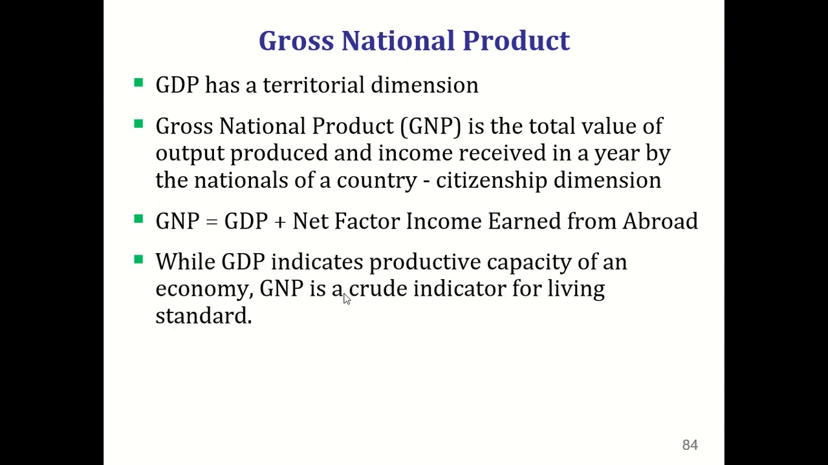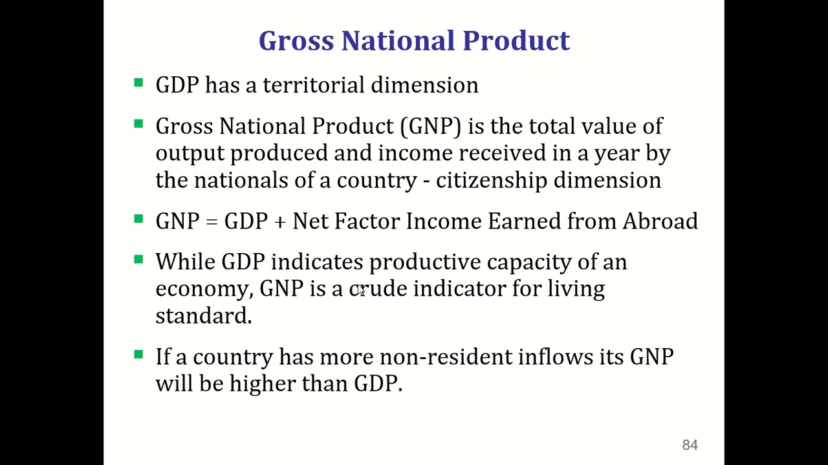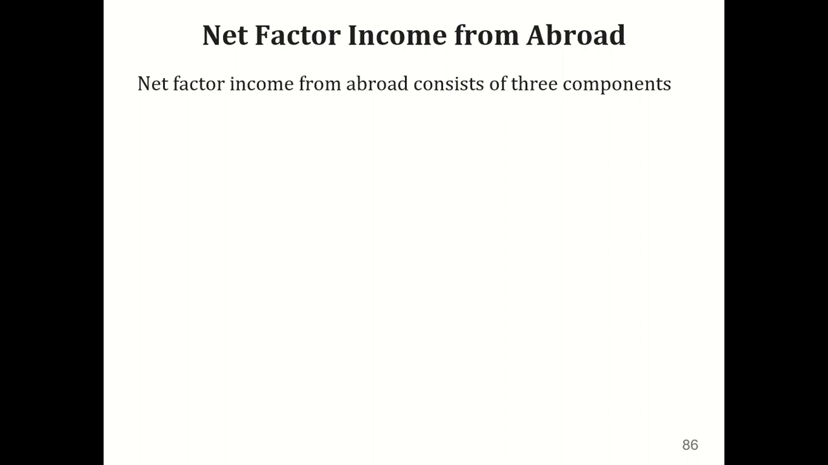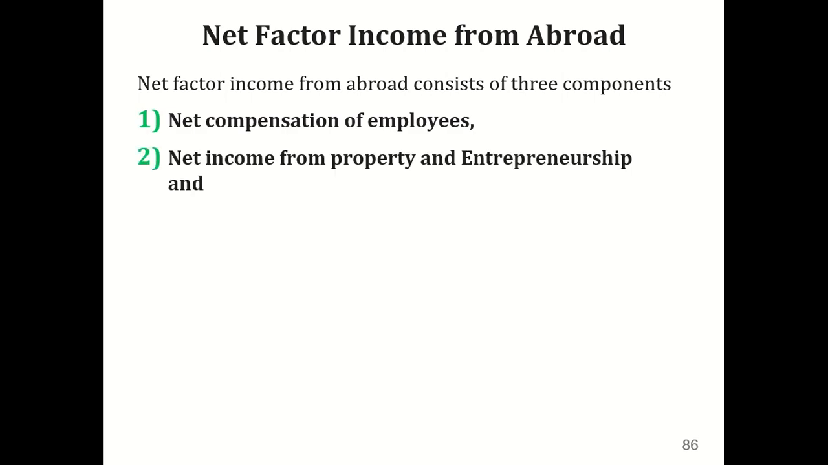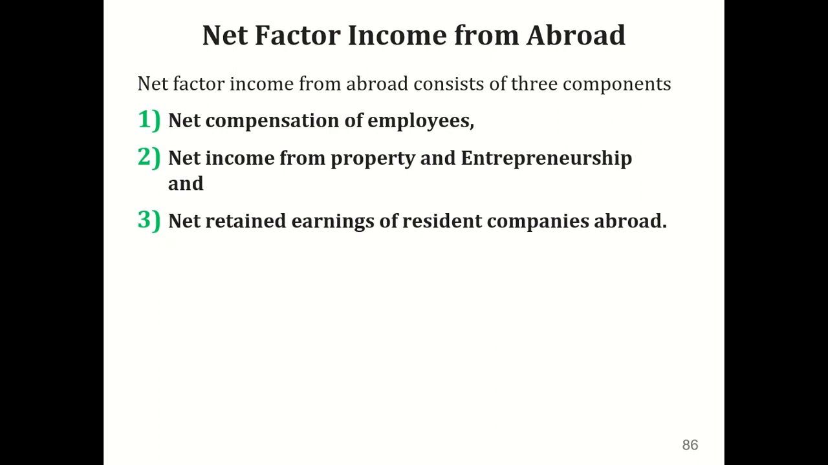Now this net factor income from abroad has three components. What are these? They are the net compensation of employees, net income from property and entrepreneurship, and net retained earnings of resident companies abroad.